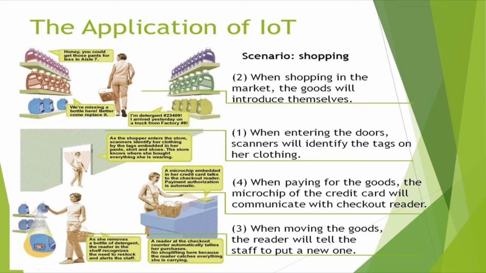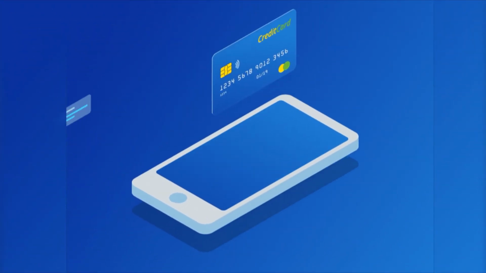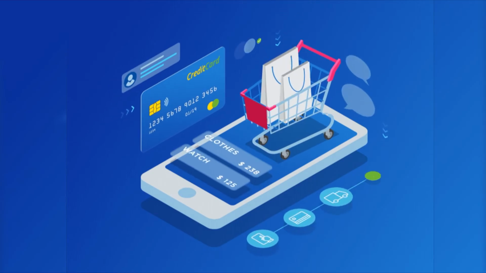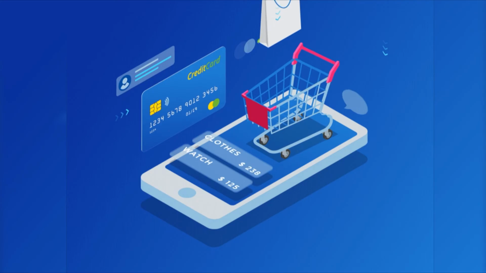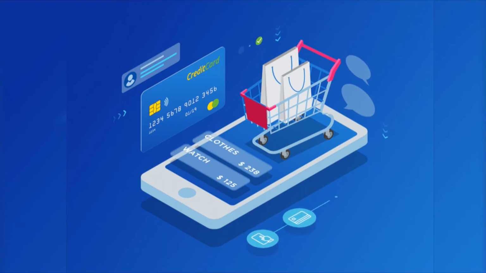Another application scenario is the shopping mall. When shopping in the market, the goods themselves will introduce themselves. They will tell you, I am so and so. Nobody will tell you what this item and that item is. Then when entering the doors, scanners will identify the tags on your clothing, right. And when paying for the goods, the microchip of the credit card will communicate with the checkout reader. And sometimes, when goods are taken away, the reader will tell the staff to put a new one. All these things can be automated with the help of IoT applications.